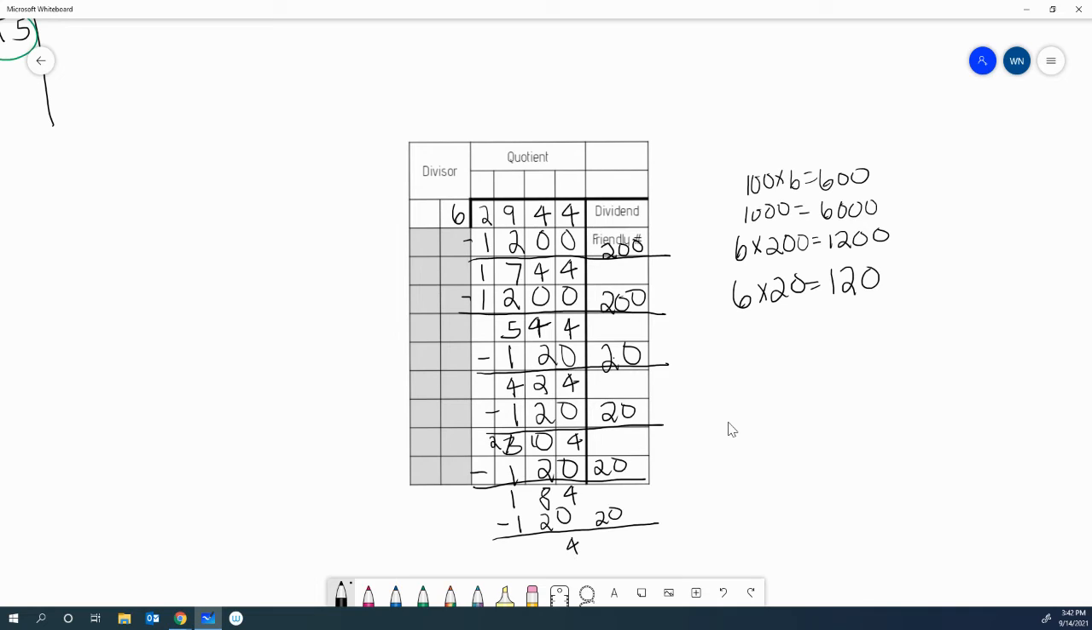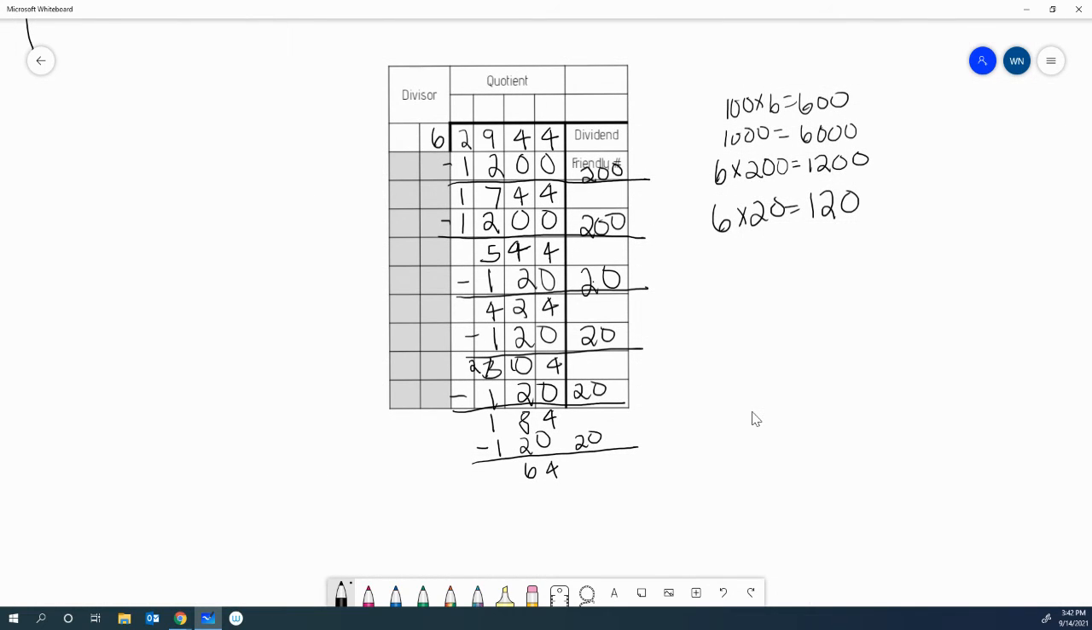4 minus 0 is 4. 8 minus 2 is 6. I can't pull 120 out again. And look, I've got 64 left. I know that I can multiply 6 times 10, and that'll get me 60. And that's super close to 64.